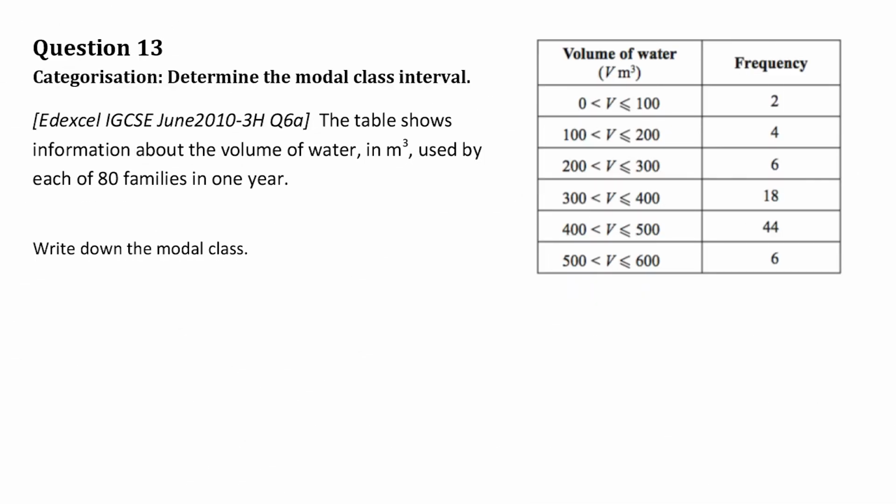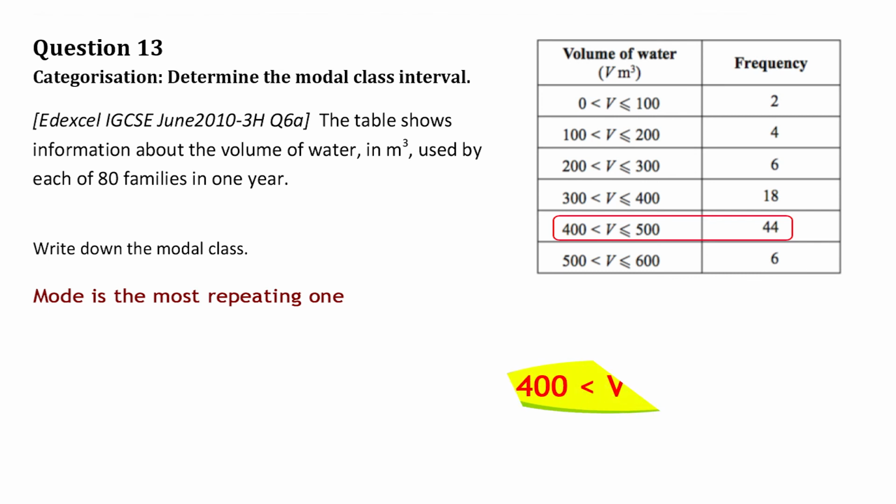Next question, which is to find the modal class. The class which contains the mode. The table shows information about the volume of water in meter cube used by each of 80 families in 1 year. So mode is very easy. Mode is the most occurring one. You can see the frequency 44, and against that you have the class 400 to 500. That's the most repeating, and the modal class is 400 to 500. Its frequency is the highest one.